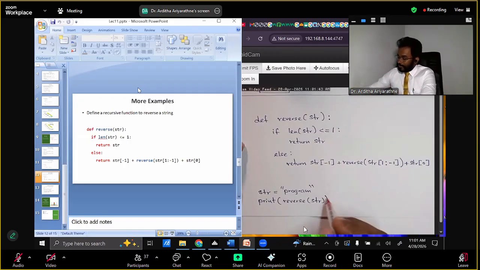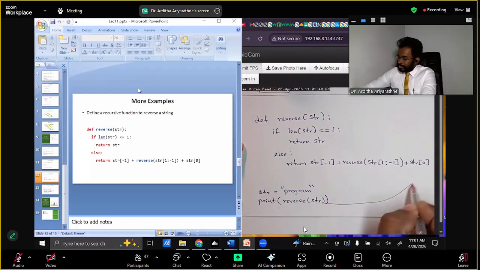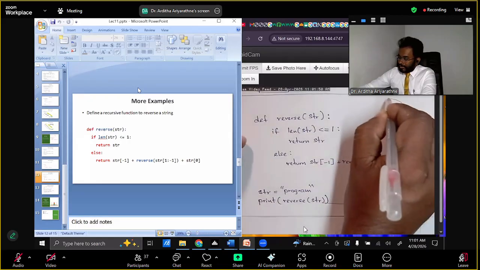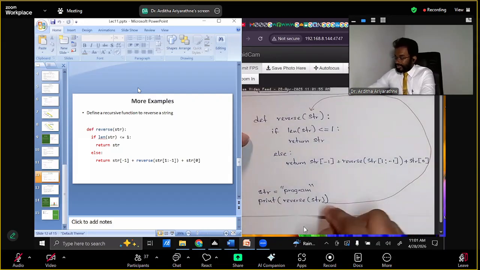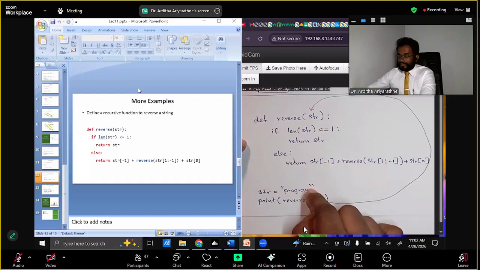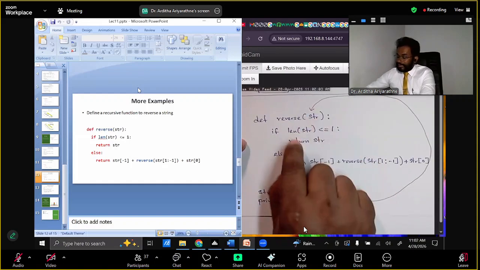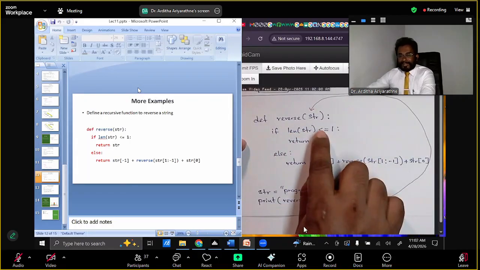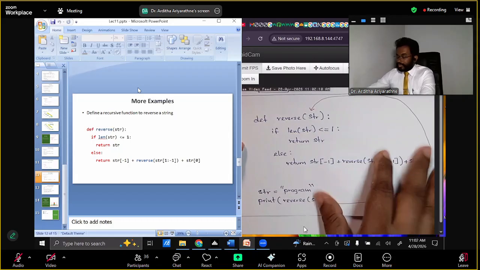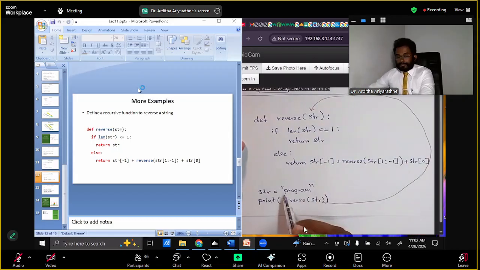Now let's see. Now I am calling the function here with str. So once I call it, it goes to here. Now what's the word inside str? Program. The word is program. Then we are counting the number of characters inside str by using the len function. So how many characters inside this? 1, 2, 3, 4, 5, 6, 7.